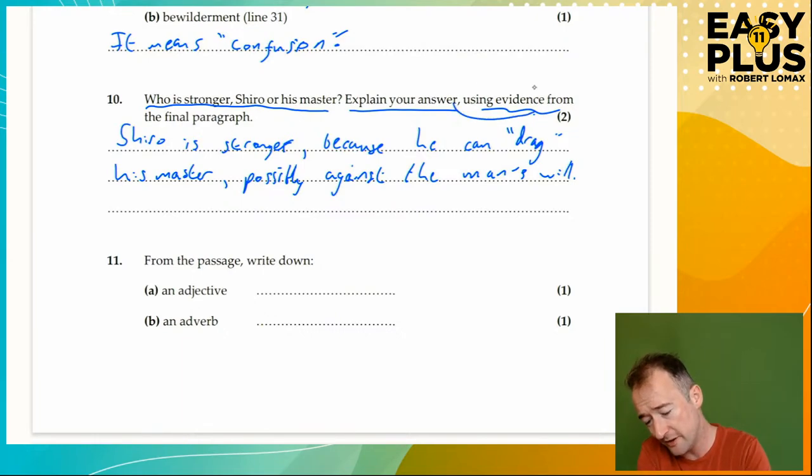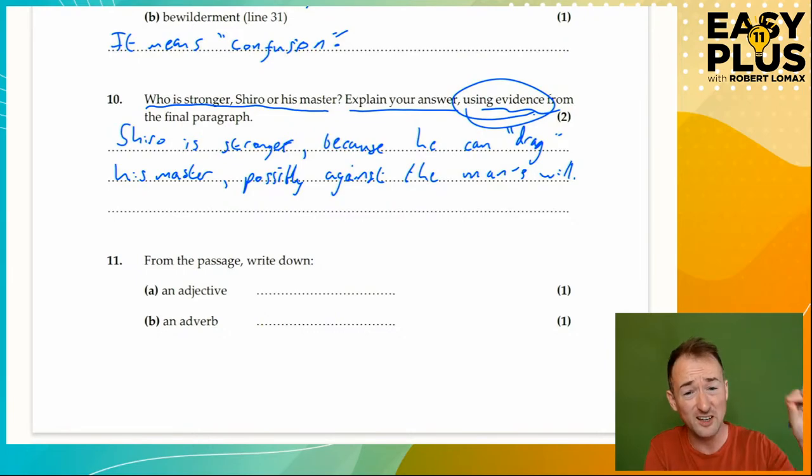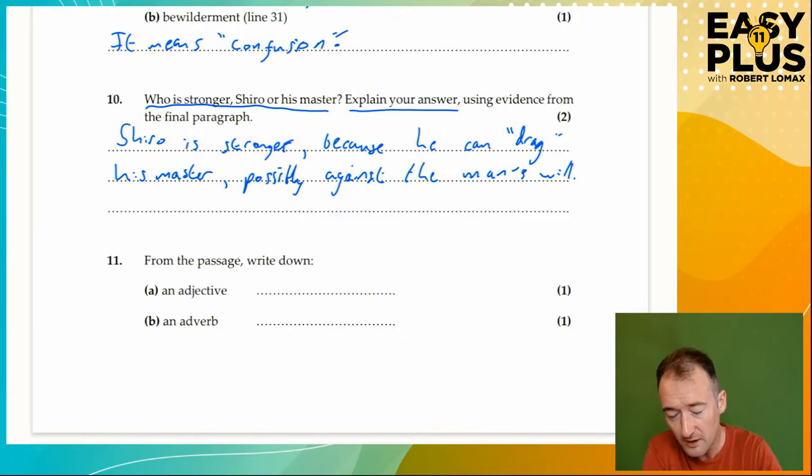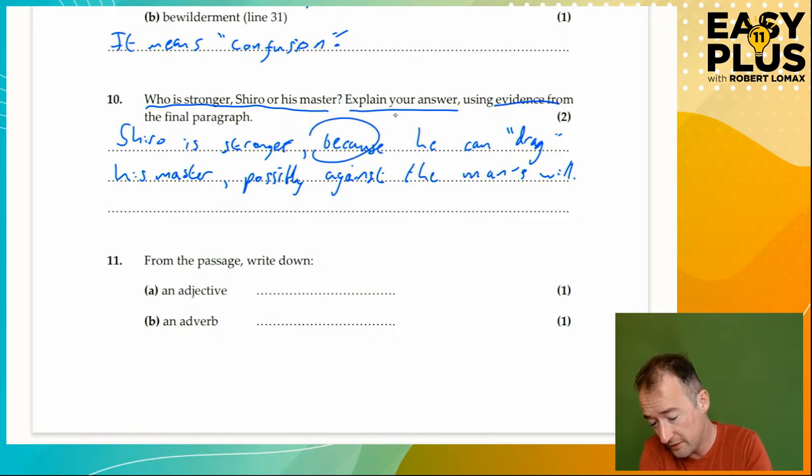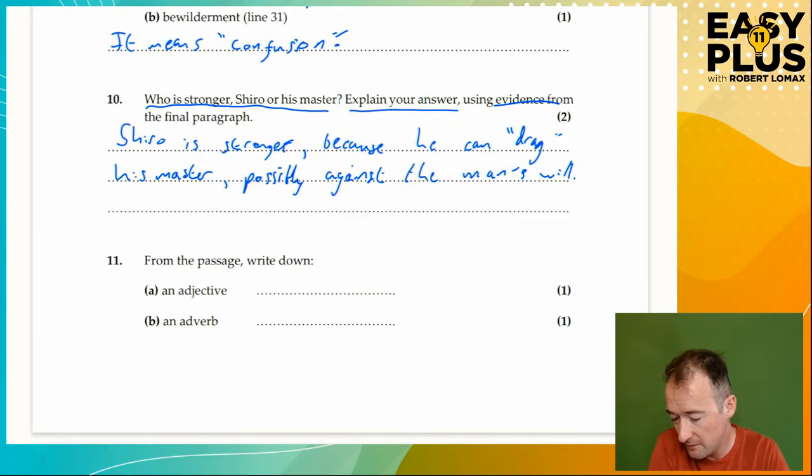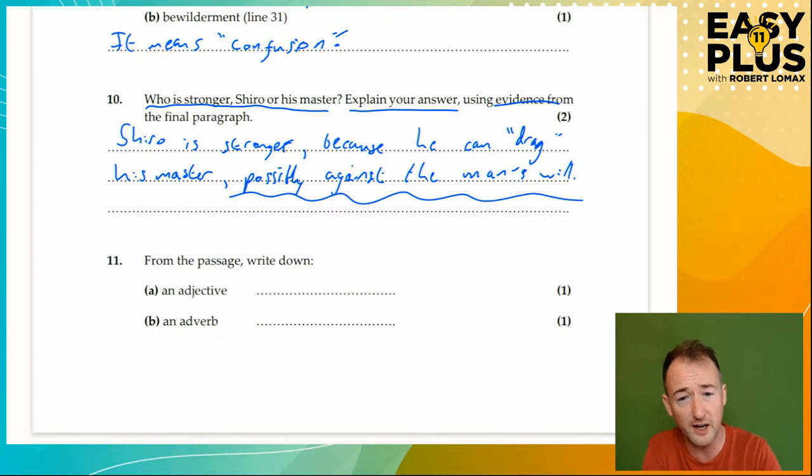Notice how I can use evidence from the passage so easily, just in one word with quotation marks around it. Okay, "drag". So succinct. And that does that job because that's me doing the explaining. Really important. Oh, come on, rub out. There we are. And I've answered the question when I say Shiro is stronger at the start. So I've only used two of the three lines available, but I've really convincingly answered the question. I've even added something extra, possibly against the man's will, that probably doesn't have to be there, but makes absolutely certain that I can't miss these marks.